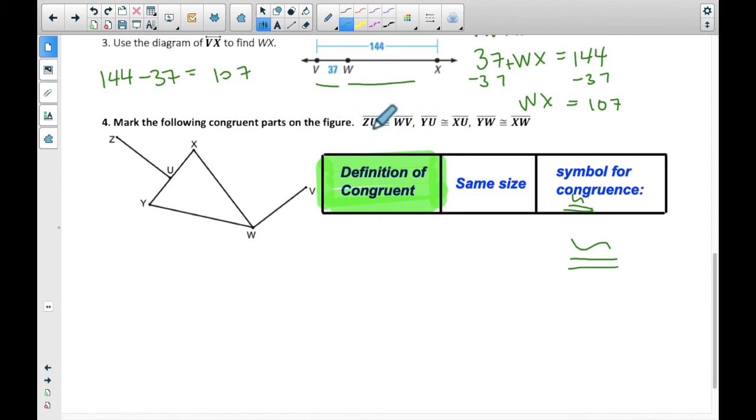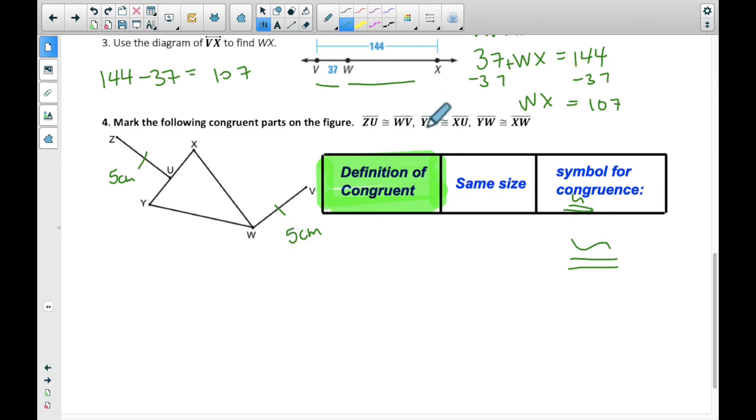So it says ZU is congruent to WV. All right, where's ZU? Here's ZU. I'm going to put a little hash mark on it. And WV, I'm going to put a hash mark on that. What that means is, again, let's just say this is centimeters. Let's say this is 5 centimeters, and this is marked. This is also 5 centimeters.